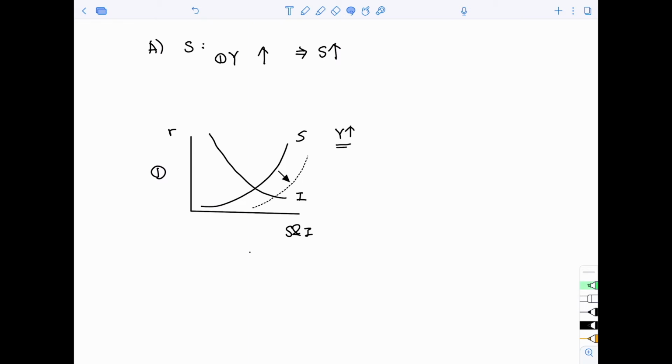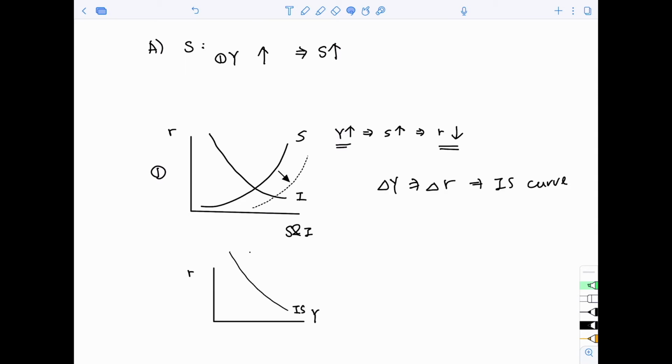Because of that, when income is higher, saving increases, and this causes the real interest rate to fall. Therefore, we can establish the relationship between changes in Y and changes in R.